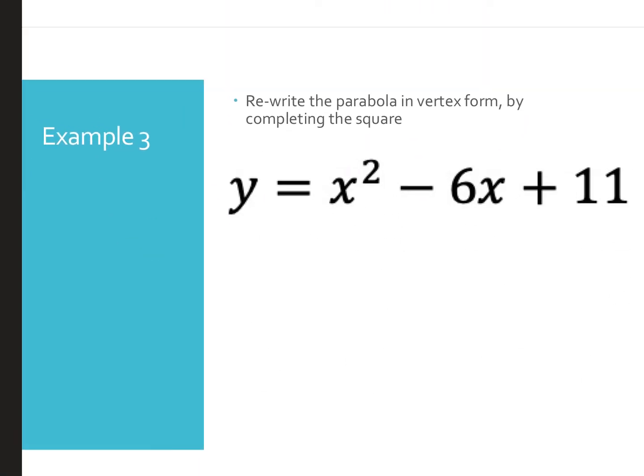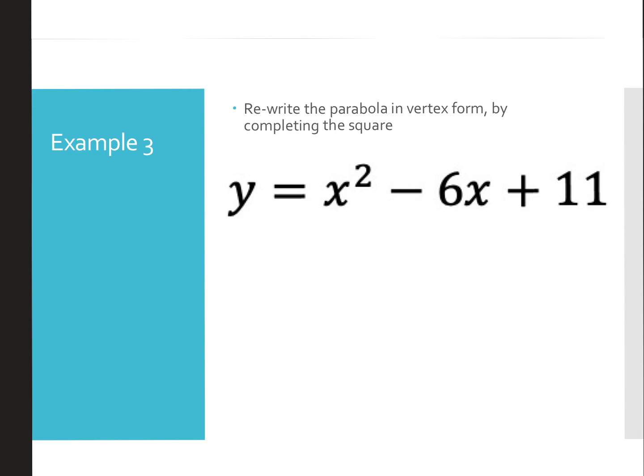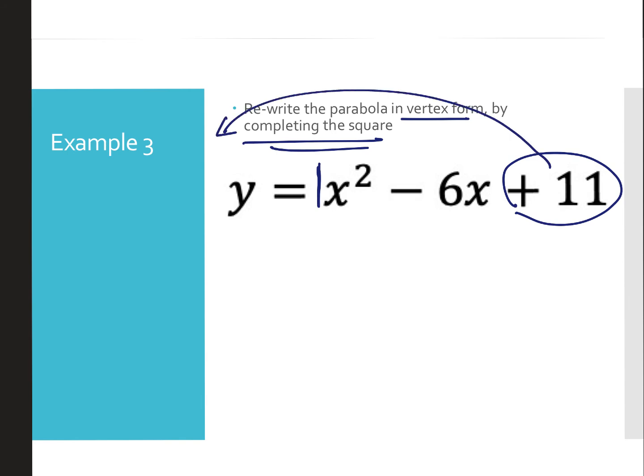Now notice, this one's asking, the directions are slightly different. The directions here are rewrite the parabola in vertex form by completing the square. Now the process, again, is very, very similar. Make sure your a value equals 1, which it does. Move the constant to the other side. So I'm going to have y minus 11.